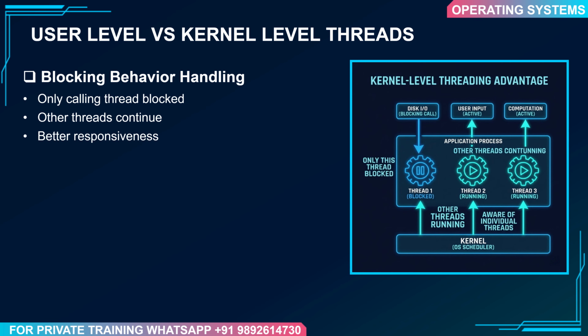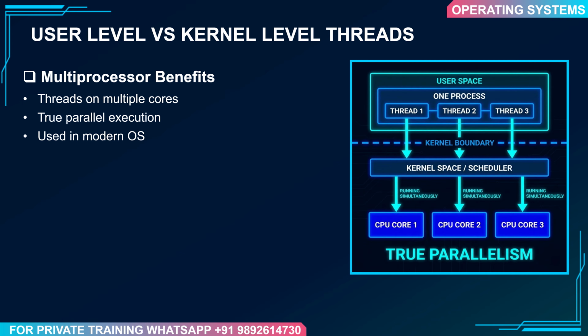In kernel level threading, when a thread performs a blocking system call, only that specific thread is blocked. Other threads of the same process can continue running. This solves the major problem we saw with user level threads. For example, if one thread is waiting for data from disk, another thread can still respond to user input or perform computations. Kernel level threads also shine on multiprocessor systems.